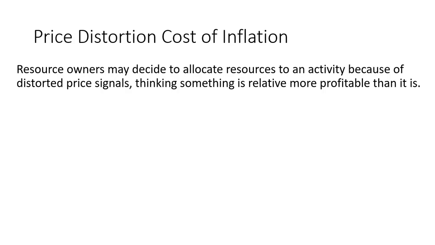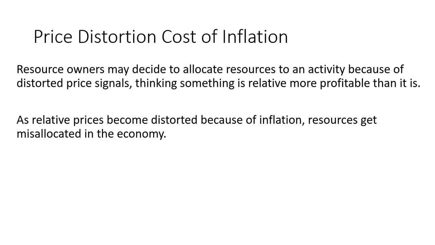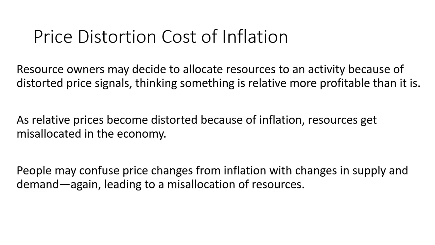Continuing, resource owners may decide to allocate resources to an activity because of these distorted price signals, thinking something is relatively more profitable than it really is. As relative prices become distorted, resources get misallocated in the economy. People may confuse price changes from inflation with changes in supply and demand, again leading to a misallocation of resources.